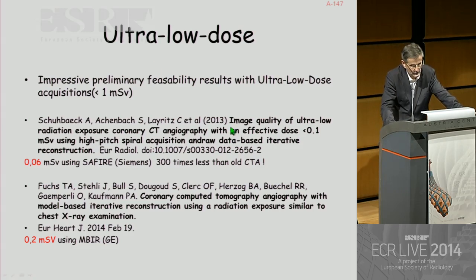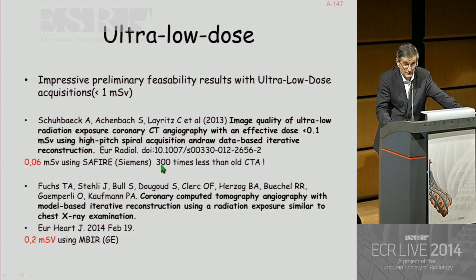There was a first paper last year using Sapphire and Siemens with a very, very low dose of 0.06 millisievert, which is 300 times less than the first CTA. And 2 weeks ago, there was a publication from a group working on GE with something similar, with 0.2 millisieverts. The basic principle is the same: a combination of low kV, prospective triggering, and the last generation of iterative reconstruction.